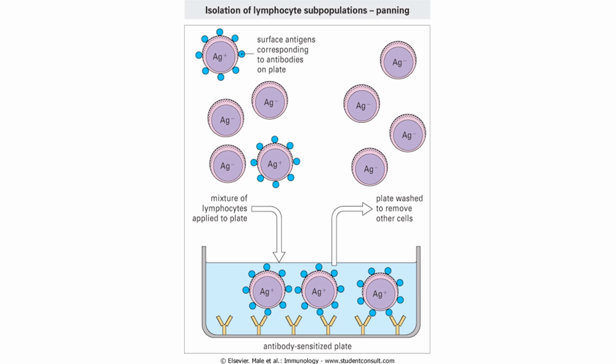In case of panning, the surface antigens of the corresponding antibodies are on a plate, and a mixture of lymphocytes is applied to the plate to make sure the ones that have the specific antigen are bound, while the rest are not. So here is the antigen that is specific to this particular antibody, and there are multiple of those. There are also antigens which are not specific to this particular antigen that is on the plate.